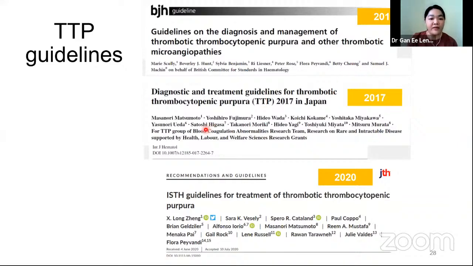After 5 years, a Japanese team came out with a diagnostic and treatment guideline for TTP in Japan. And recently, last year, ISTH came out with a guideline for treatment of TTP, in which they came out with 11 recommendations. ISTH is the International Society on Thrombosis and Haemostasis. So we'd like to talk about this ISTH guideline and incorporate it into our clinical practice.